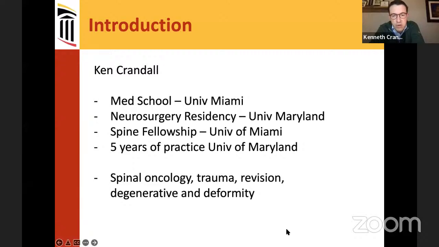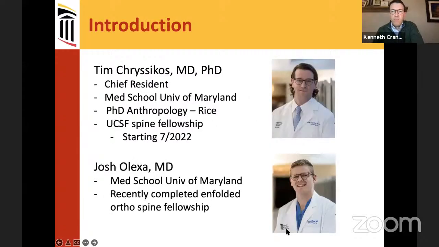As, of course, degenerative and deformity. With me tonight are two of our star spine-oriented residents. We have Tim, who's our chief resident right now, who's going to be starting a spine fellowship at UCSF this summer. And then we have Josh, who's one of our senior residents who's recently completed an infolded spine rotation with our ortho spine department at Maryland, which we have a very good and close working relationship with.